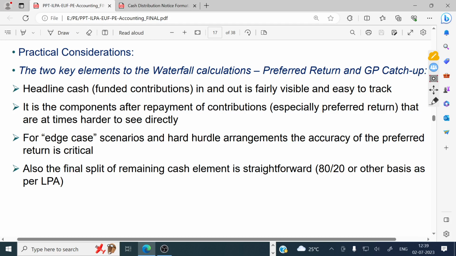So here there are two important assumptions, or I would say practical considerations, that you can see. Headline: cash funded contribution in and out is fairly visible and easy to track. So it means cash plays a very crucial role in and out, right?